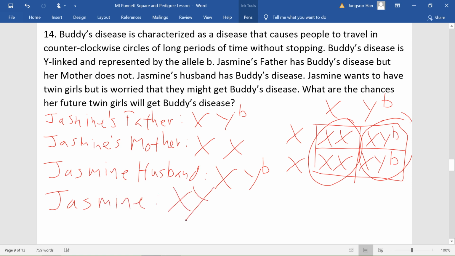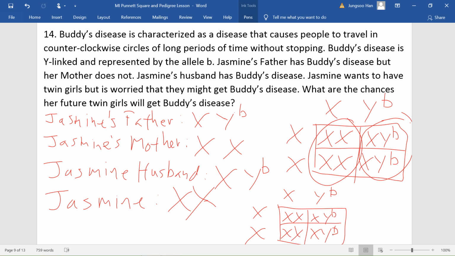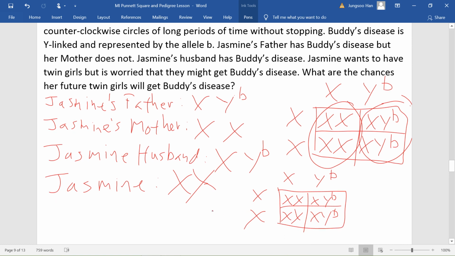is XX. And if we cross Jasmine and her husband, because now we know her husband's genotype and we also know Jasmine's genotype, and we do the Punnett square, what are the chances her future twin girls will get Buddy's disease? 0%. Because again, the daughters cannot get Buddy's disease because they don't get any of the Y sex chromosomes. However, if she were to have sons, they would all get Buddy's disease.